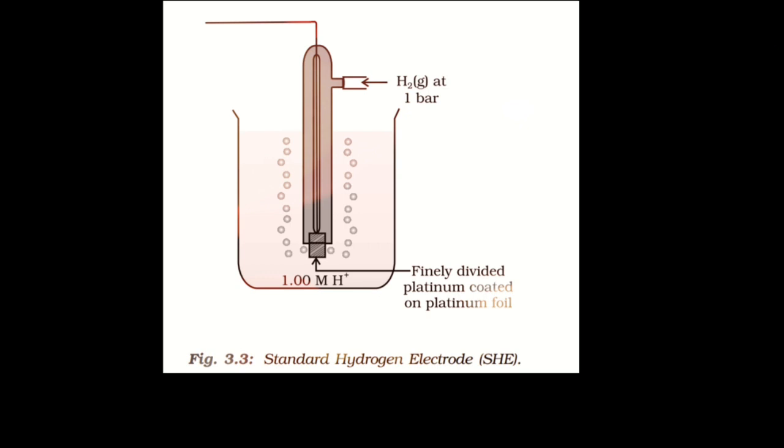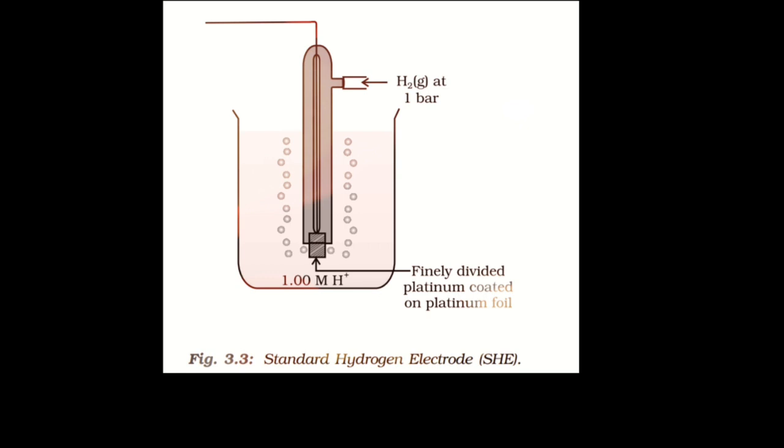So there is a 1 molar aqueous solution containing H+ ion, a platinum foil hanging on platinum wire, and hydrogen gas continuously passing through the glass tube. This is the apparatus arrangement for the standard hydrogen electrode. Its electrode potential is 0 volt, and we can measure the electrode potential of different half cells compared to the standard hydrogen electrode.